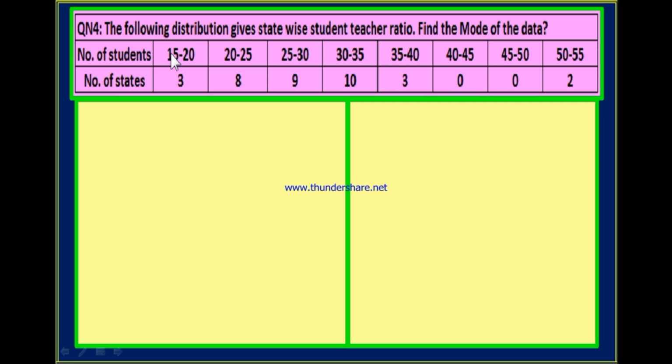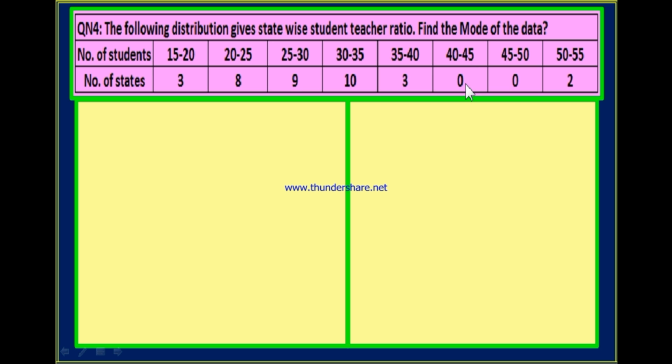Student-teacher ratio between 15 to 20, number of states is 3. Student-teacher ratio 20 to 25, number of states is 8. And the student-teacher ratio 25 to 30, the number of states is 9. And the student-teacher ratio 30 to 35, number of states is 10. And in between 35 to 40, number of states 3.